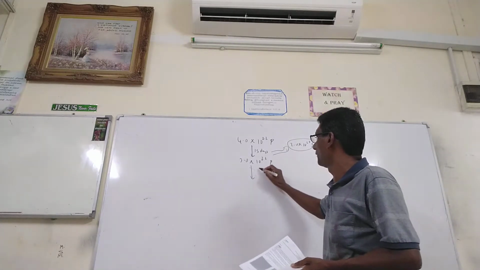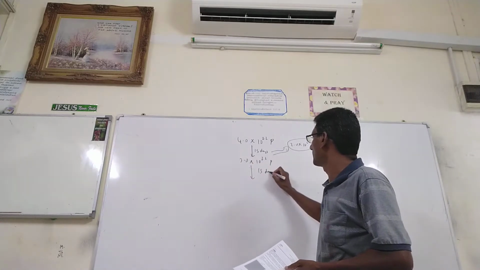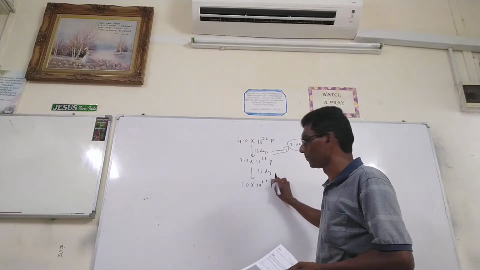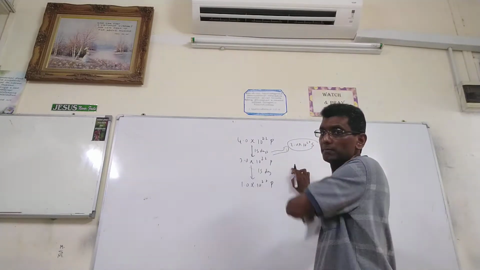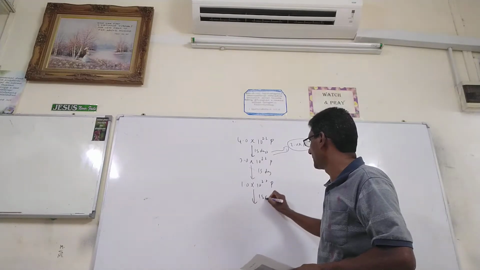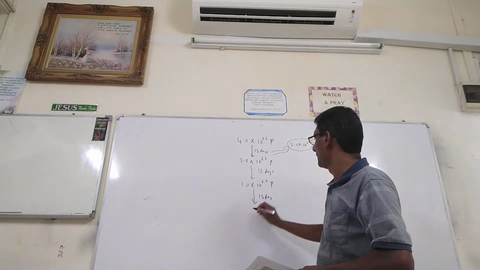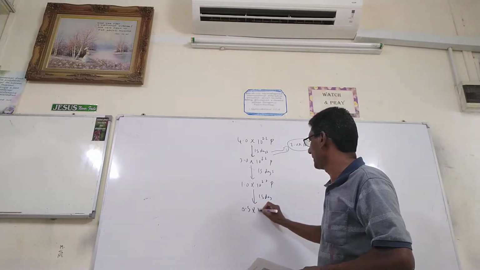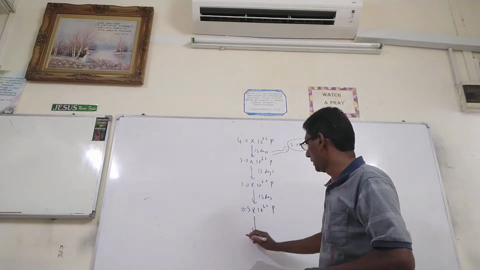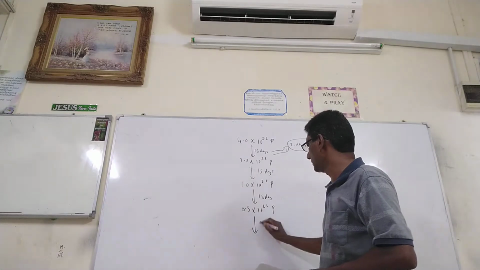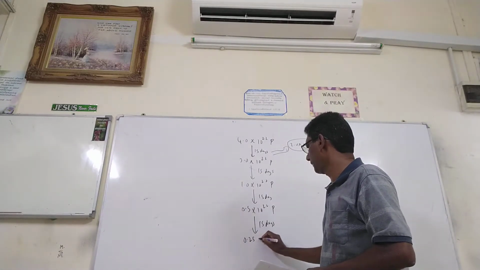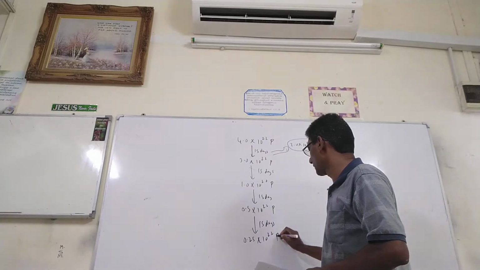So after another 15 days, 1.0 times 10 power 22 phosphorus, and another half becomes sulfur. Another 15 days later, 0.5 times 10 power 22 phosphorus. Another 15 days later, 0.25 times 10 power 22 phosphorus.